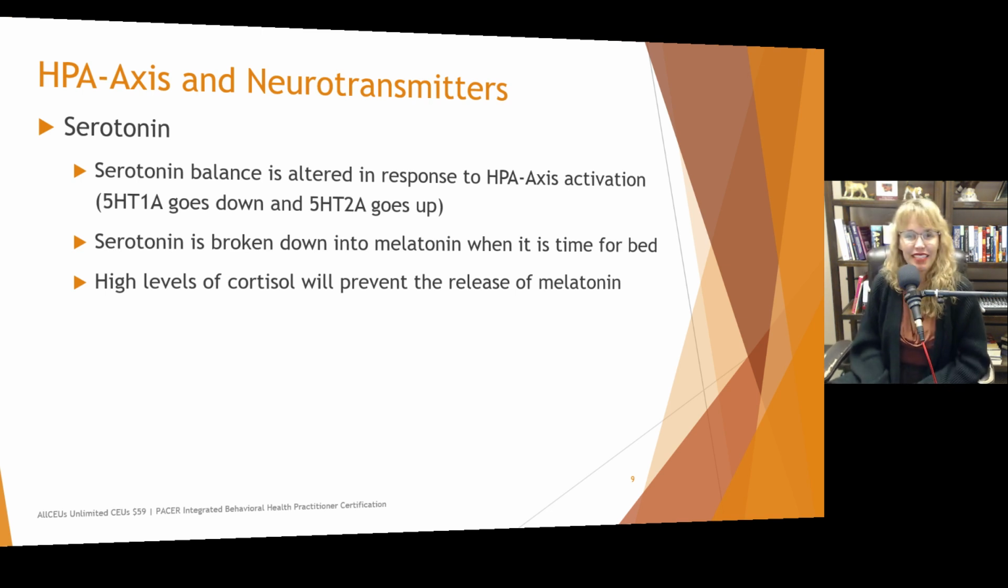Which brings us to serotonin. Serotonin is the one that most of us think of in terms of an antidepressant. But as I said, dopamine and norepinephrine are also implicated in depression, as well as cortisol. Cortisol prevents a lot of other chemicals from doing what they need to do and can contribute to depression. Serotonin balance is altered in response to the HPA axis. Now, when you watch the video on serotonin, you'll learn that there are multiple different types of serotonin receptors. The two main ones that you want to know about are 5-HT1 and 5-HT2.